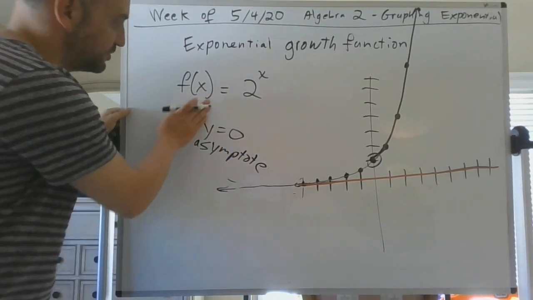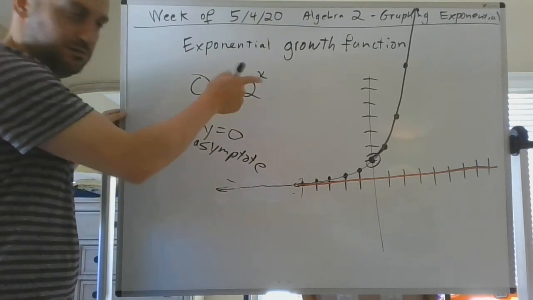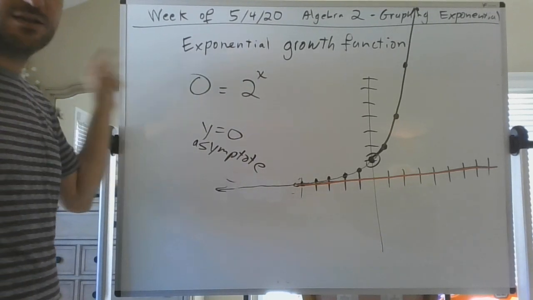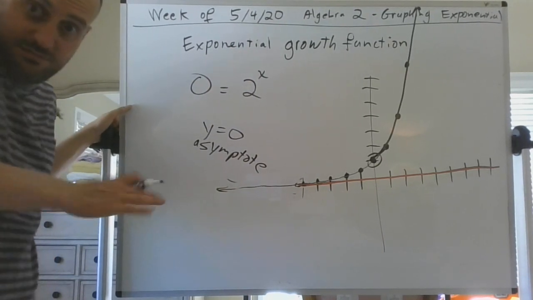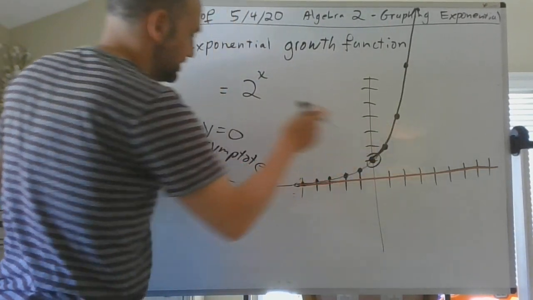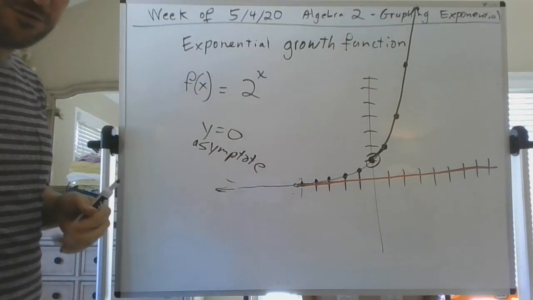And the reason y equals 0 is our asymptote is because if I make the y 0, that's impossible. It's literally impossible. 2 to the power of nothing is going to give you 0. It's not mathematically possible. So that is called an asymptote. That means you're never going to touch that 0. Okay? So I want to do something different this time around. That was the first video.